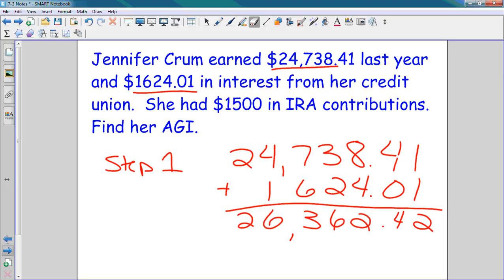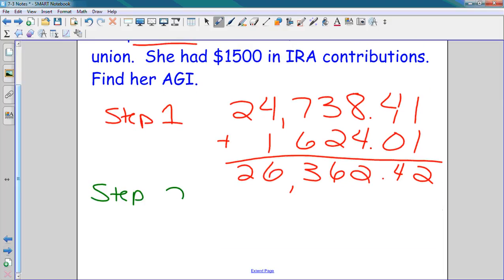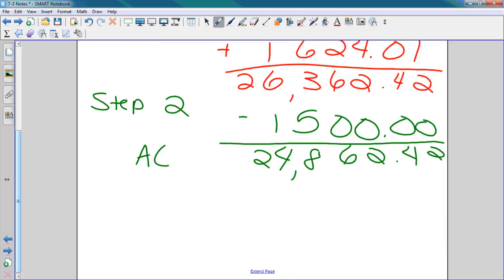Now, I'm not done yet. Step 2 says I have to subtract out any IRA contributions or alimony payments. So in step 2, subtract out that $1,500 contribution. You do not have to pay taxes on it right now. When you take it out, you do. Whoever takes it out has to pay taxes on it. So your adjusted gross income is $24,862.42.